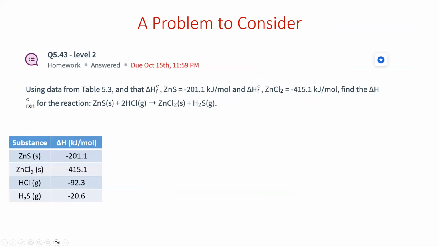We'll try one more problem here from your homework. This is question 43 from the reading as well. Zinc sulfide reacts with HCl to form zinc chloride and hydrogen sulfide. This is a summation calculation. So who wants to set up the summation calculation for us?